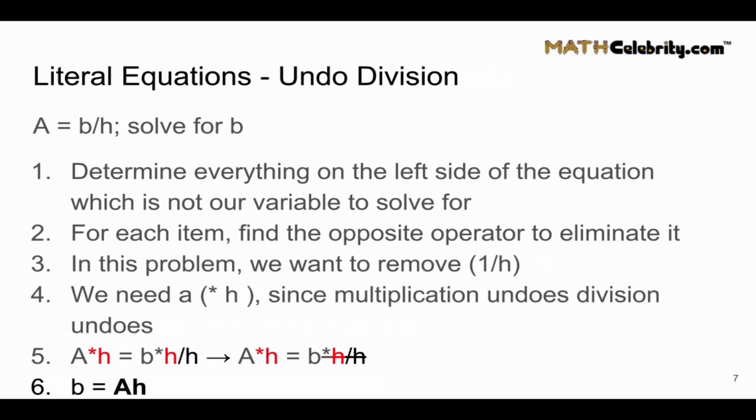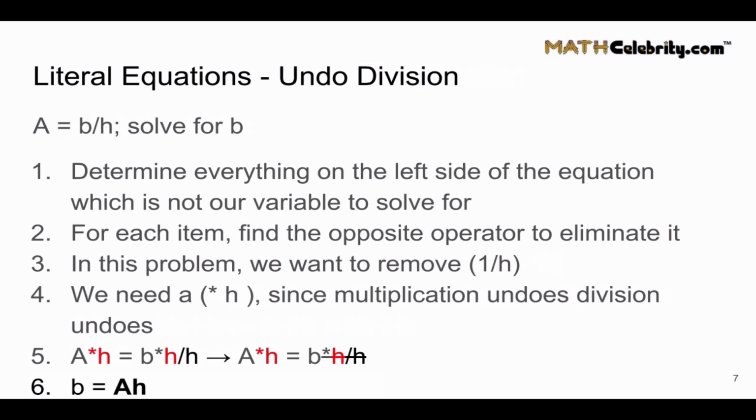For each item, we want to find the opposite operator. Well, we only have one variable we need to get rid of on the right side, and that's H. How do we do that? Because we're dividing by H, we need to multiply by H to get rid of the division, since multiplication undoes division. So we're going to multiply the left and right side by H.